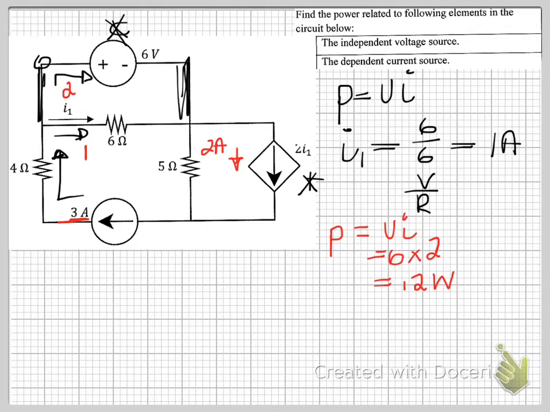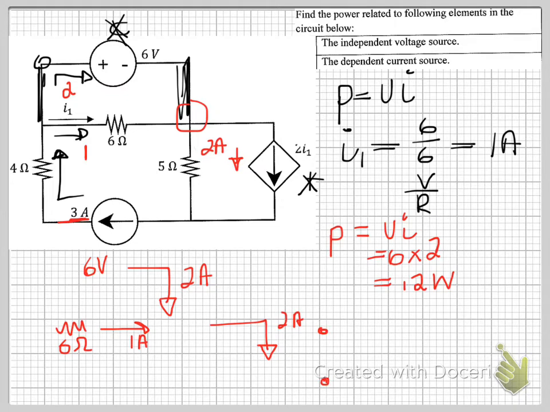So now that we know the current that is going through our dependent source, we need to find the voltage that is across the source, right? If we look at this node right here, we have our 2 amps coming in from our 6 volt source, and then we have a 1 amp coming in from our 6 ohm resistor, and then you have 2 amps here with our dependent source, right?